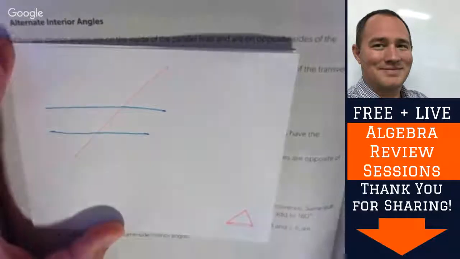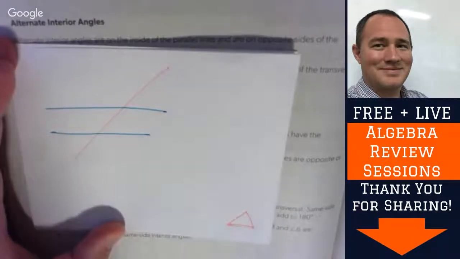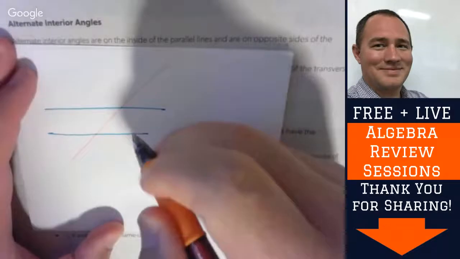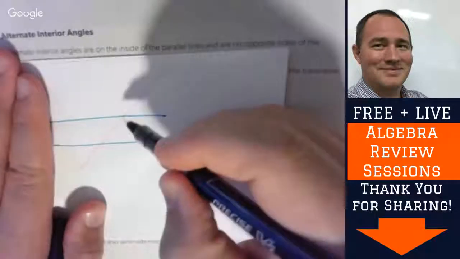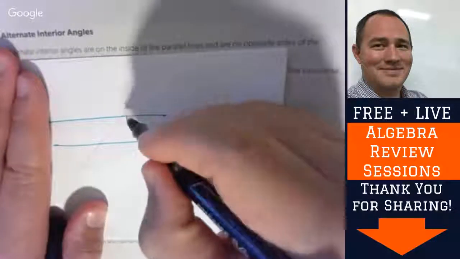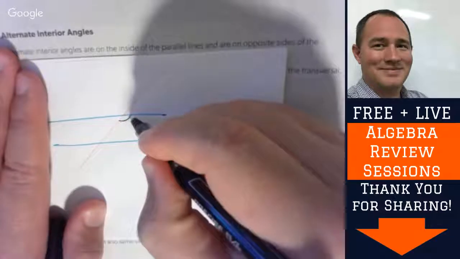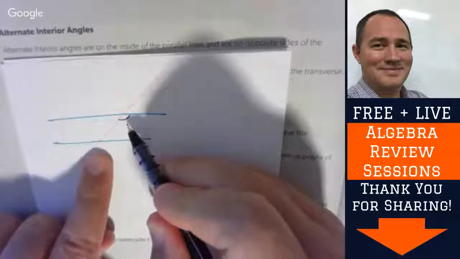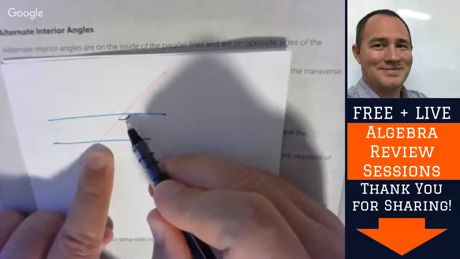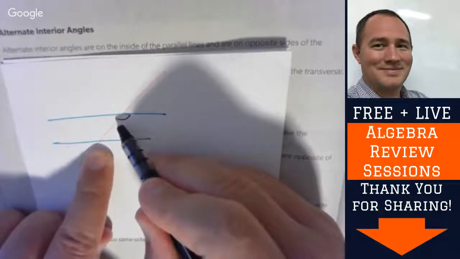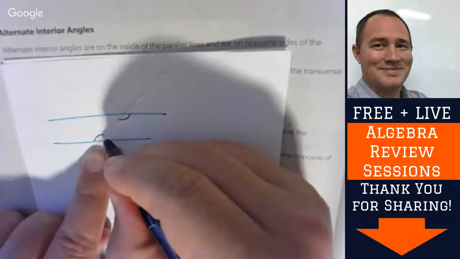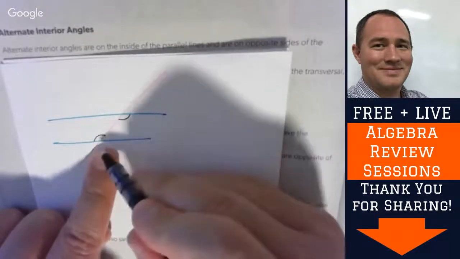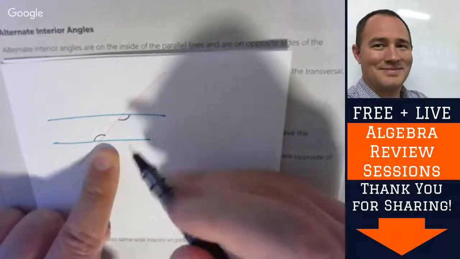Almost parallel, right? Okay. So alternate interior angles. One of these alternate interior angles. So we're looking on the inside here. So let's say we're going to look at this angle. And if we go to the other side of the transversal and stay inside of the parallel lines, this would be its buddy. These two are alternate interior angles.